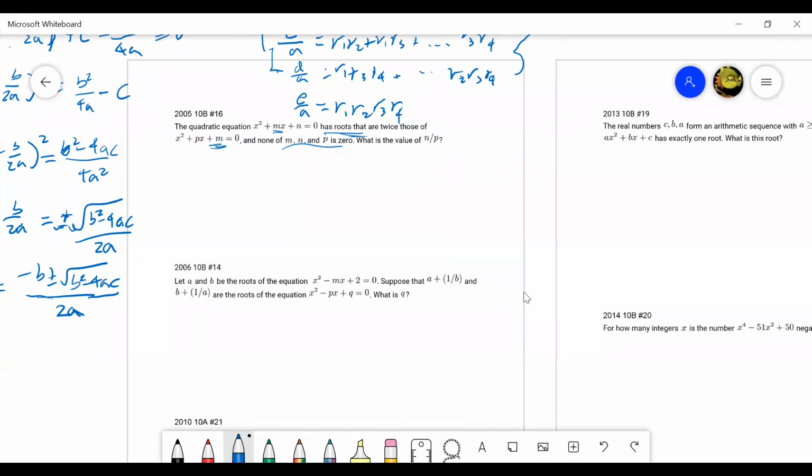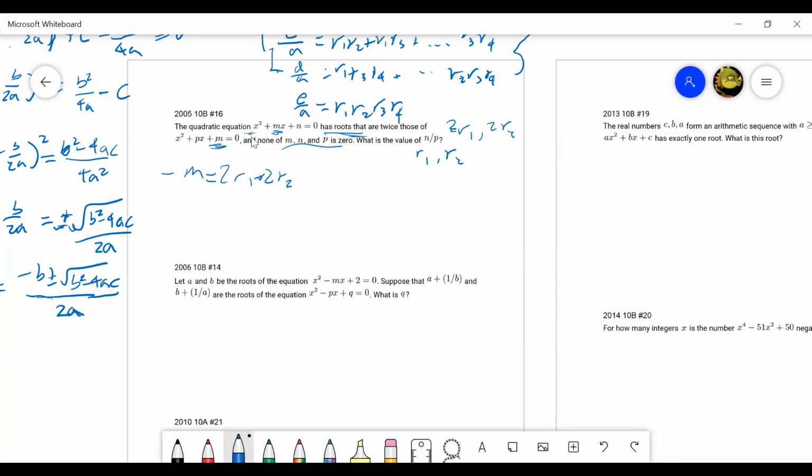So first of all, we can write the Vieta's formula. We have negative m is equal to the sum of the roots of the first one. I'll just let the roots of x squared plus px plus m be r1 and r2, and the roots of x squared plus mx plus n equal to 2 times r1 and 2 times r2. And this is just a constraint from the problem. Since negative m is going to be like negative b over a, where a is 1, this is equal to 2r1 plus 2r2.